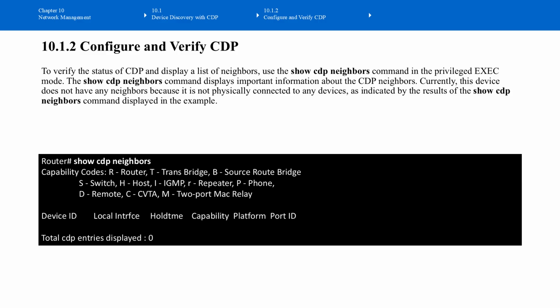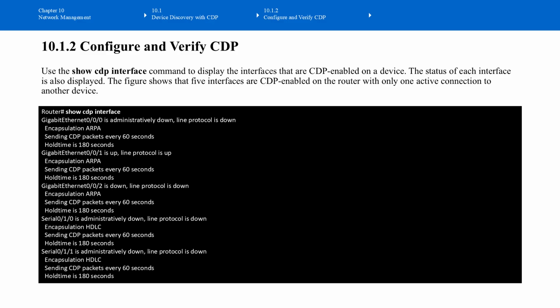For example, you can see the capability code R, that's for router, T for the trans bridge, and so on. You can also see the device ID, the local interface, hold time, capability, platform, port ID, and so on. In this example, it shows the total CDP entries displayed.